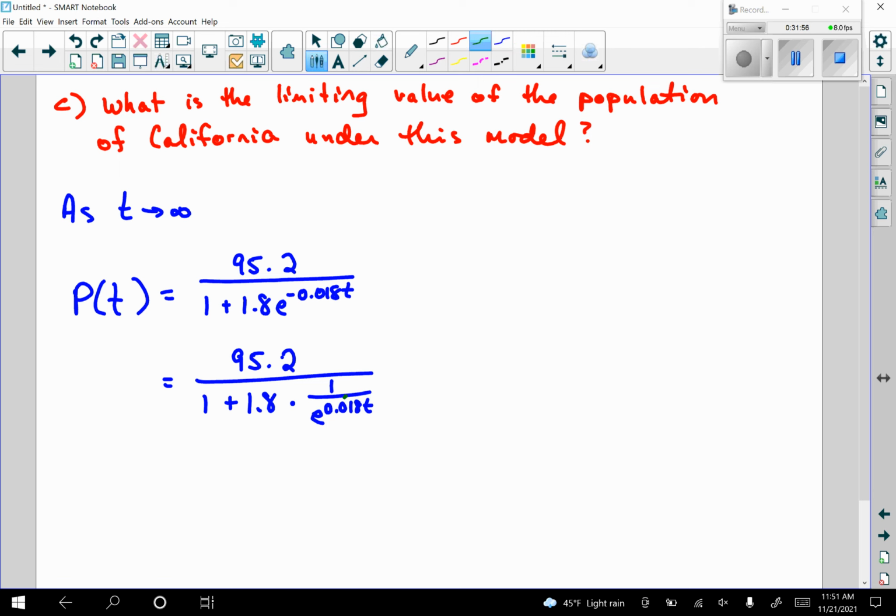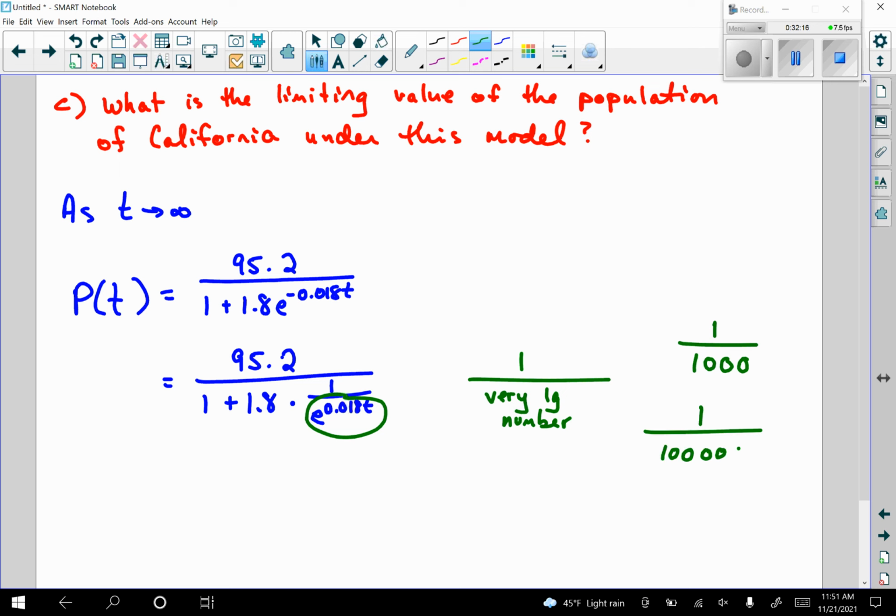So as this denominator keeps getting larger and larger because it's positive, if we have 1 over a very large number, think about 1 over 1,000. Because the 1,000 is in the denominator, that's actually a very small number. Now think of 1 over 100,000. That's even smaller. Or 1 over 1,000,000. That's even smaller yet. So the larger the denominator gets, this number is going to go to 0. So then we really just get 0 times the 1.8. This whole thing will just go to 0, and we're left with 95.2 over 1.